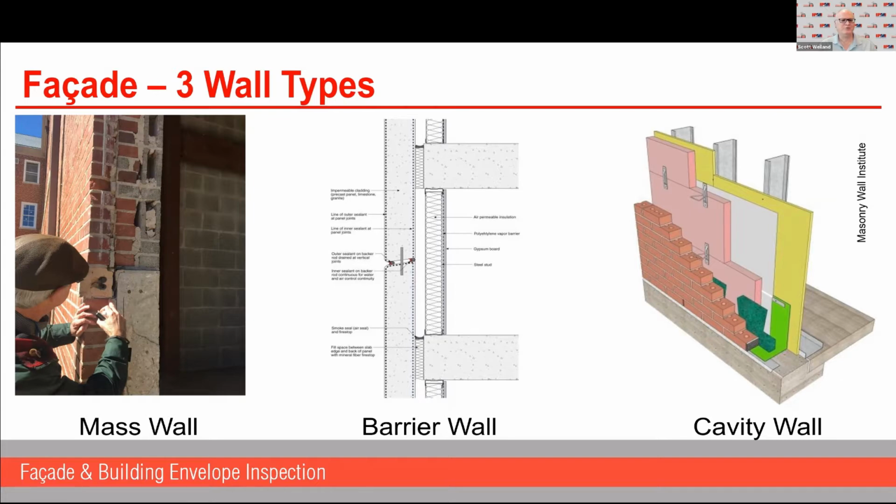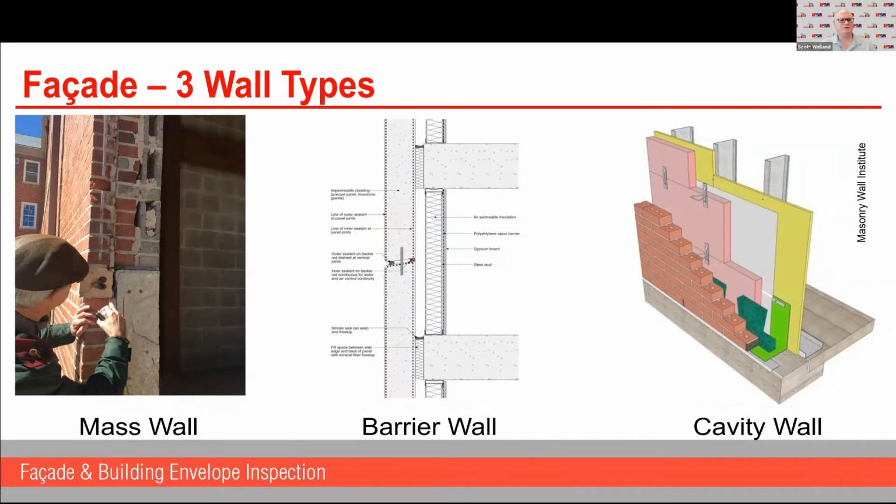The theory behind a mass wall is moisture exposure on the outside penetrates the mass, and before it has a chance to reach the inside of the wall, just through sun exposure, it will evaporate the moisture back out of that wall. Now that process assumes that the mass wall is solid.